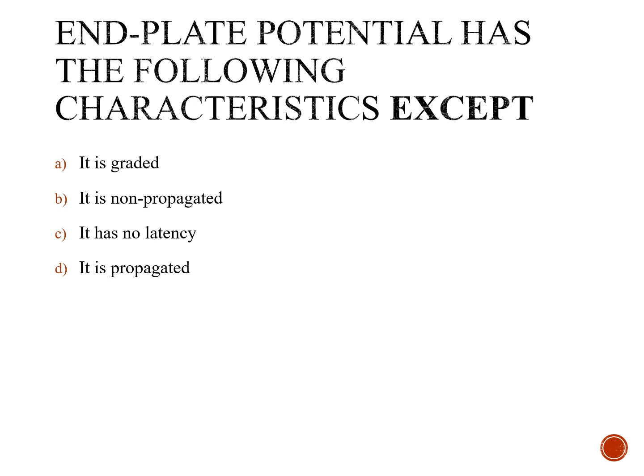End-plate potential has the following characteristics except: it is graded, it is non-propagated, it has no latency, it is propagated. So which is the exception? Yes, it is a graded potential. It cannot be propagated, it has no latency, it is propagated. So only action potential can be propagated. So answer is D.